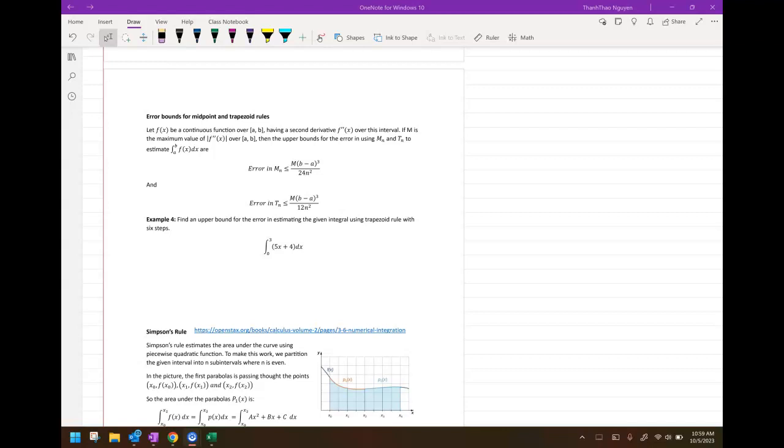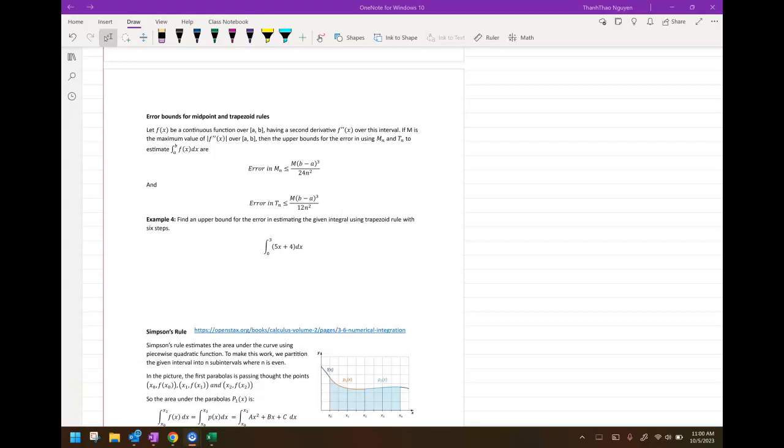So we know there's an error in estimation of the area using the midpoint rule and the trapezoid rule. So how big of an error are we expecting? Let f of x be a continuous function over the interval [a, b], and having a second derivative over this interval. If M is the maximum value of the absolute value of the second derivative over the interval [a, b], then the upper bound for the error using M sub n and T sub n is given by the formulas.